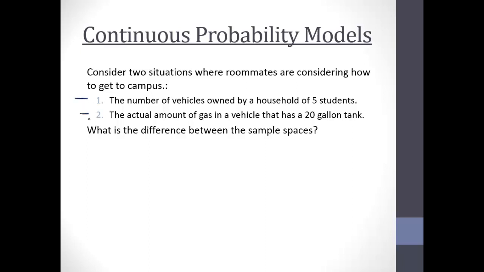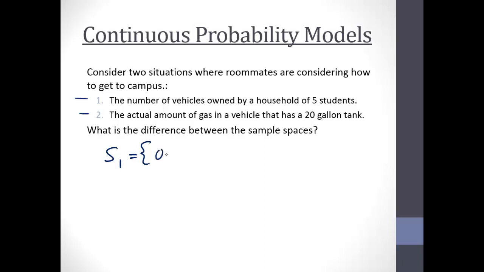Consider I have two situations here. The first one is the number of vehicles that are owned by a household of 5 students. The second one is the actual amount of gas in a vehicle that has a 20-gallon tank. So what is the difference between the sample spaces? Well, let's first write them out. So the sample space for the first one, what are the possible number of vehicles that I could have owned by a household of five people? 0, 1, 2, 3, 4, 5.